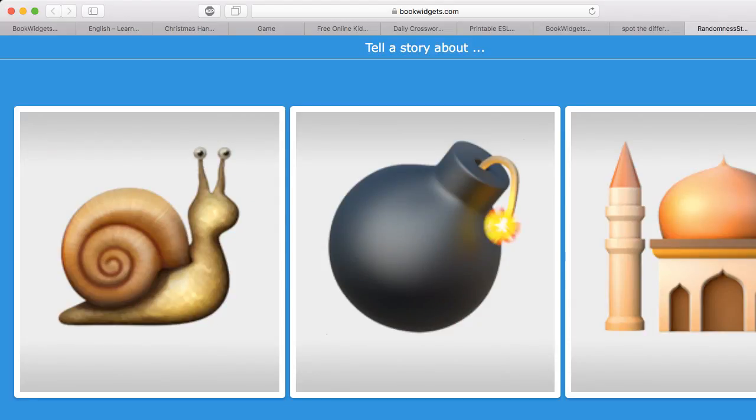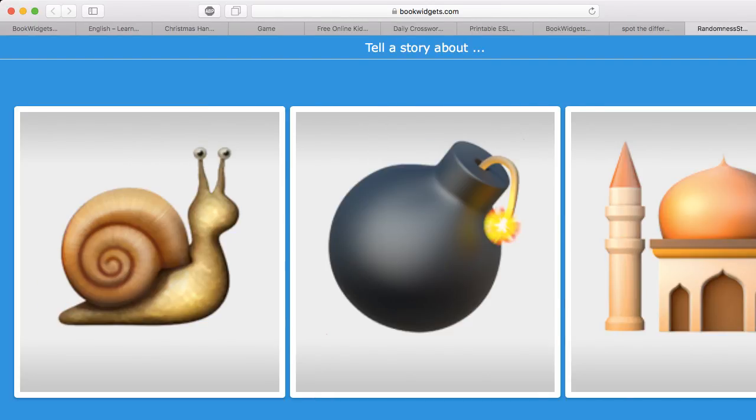Okay, we have another snail. We have a bomb. And we have a building that, according to most of my students, is a castle, but it could also be the Taj Mahal, maybe. I don't know. But you don't have to be exact. Instead of bomb, you can say explosion. Instead of the building, you can say a temple or you can say a castle.